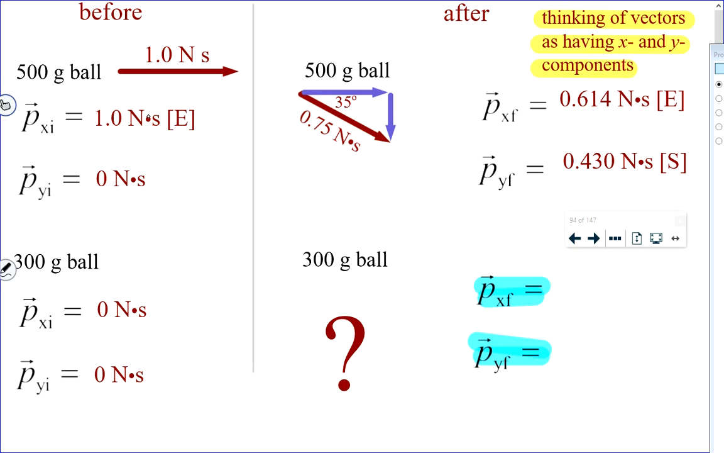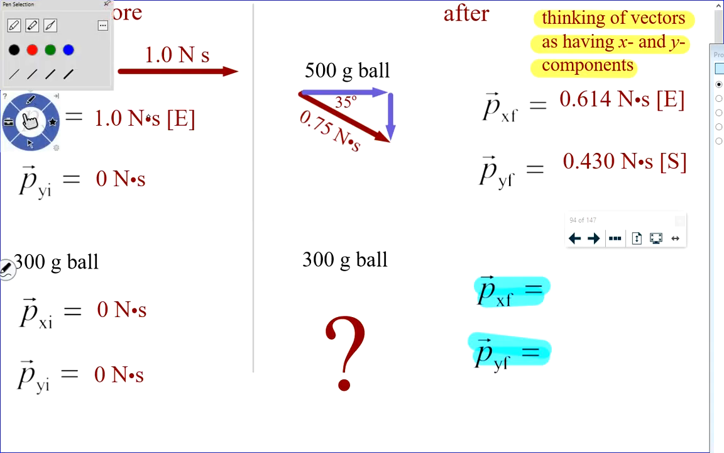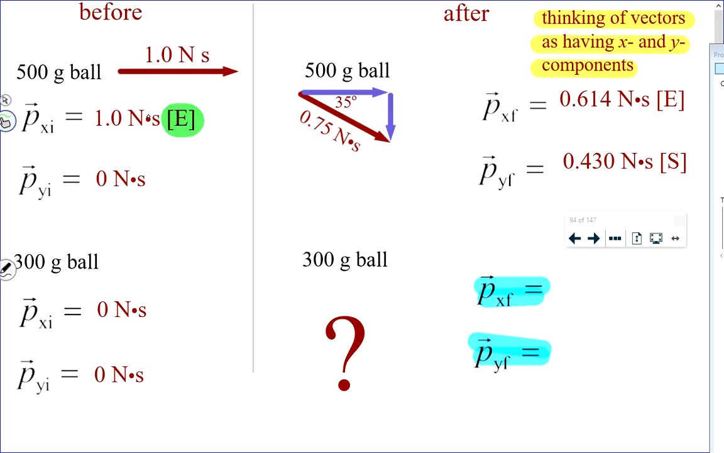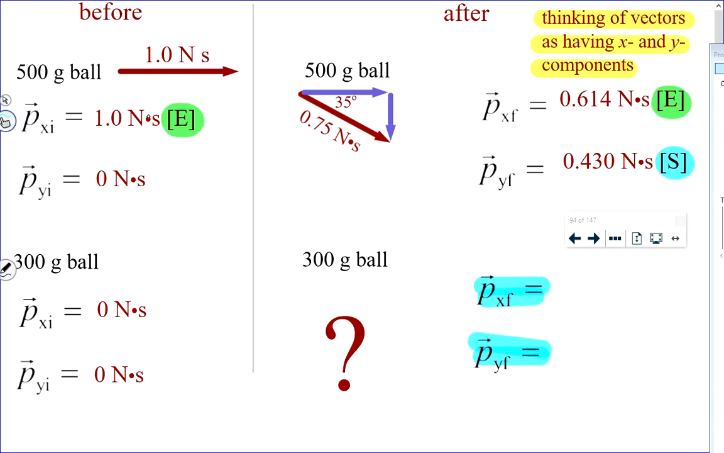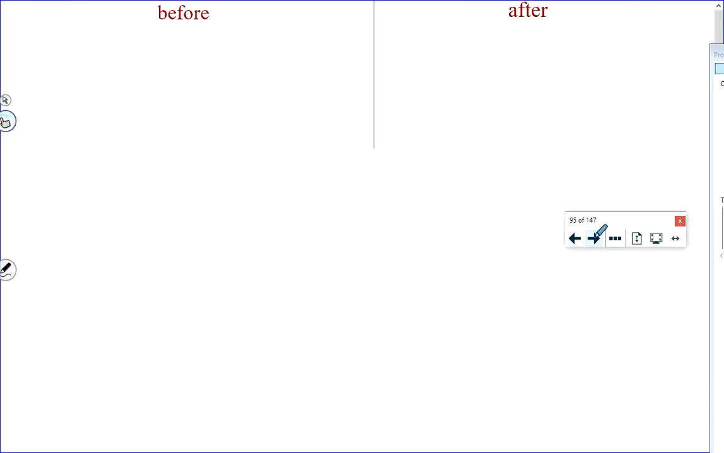Those directions that I've put there are absolutely critical before we go on. That you know this x component is east, this x component is east, and this y component is south. And you know the directions by looking at the little mini vector diagrams I have there. So if you had any difficulty calculating any of those, you can pause the video and give it another crack.